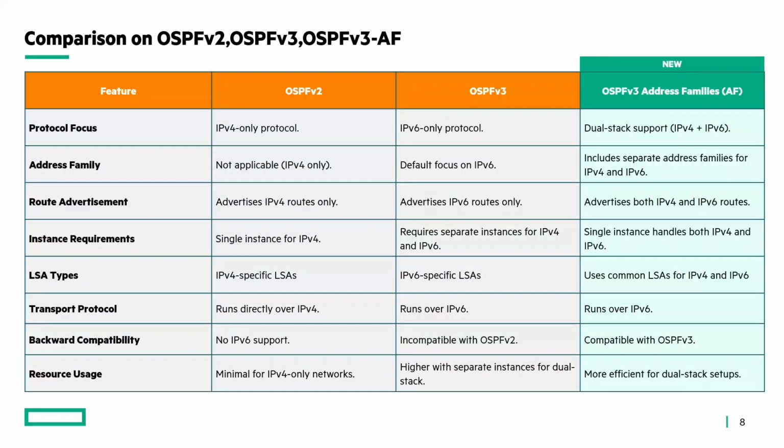So let's look at a comparison of OSPF v2, v3 and v3 AF. To my left is a list of features, and to the right I have a comparison of all three versions. Though OSPF v2 offers only IPv4 support, v3 offers IPv6, but OSPF v3 address families offers dual stack support, which is a very important thing to note here. And OSPF v3 AF includes separate address families for IPv4 and IPv6, which is not the case in v2 and v3.